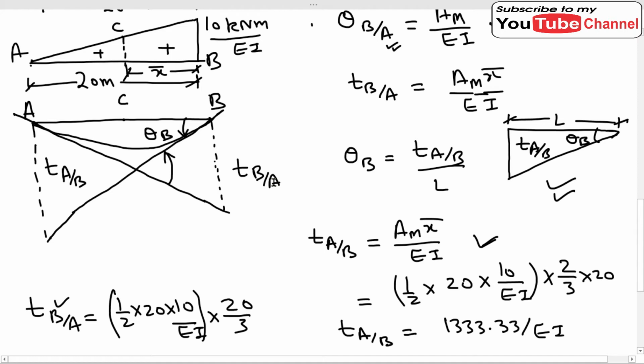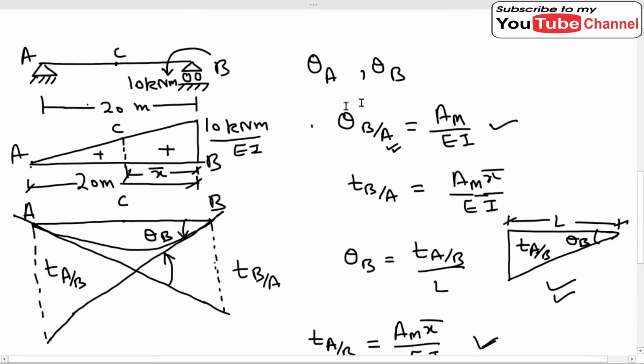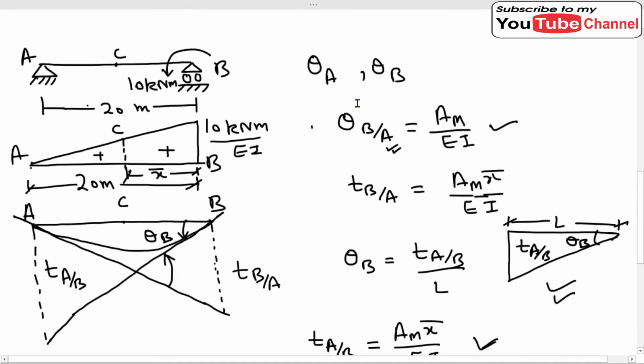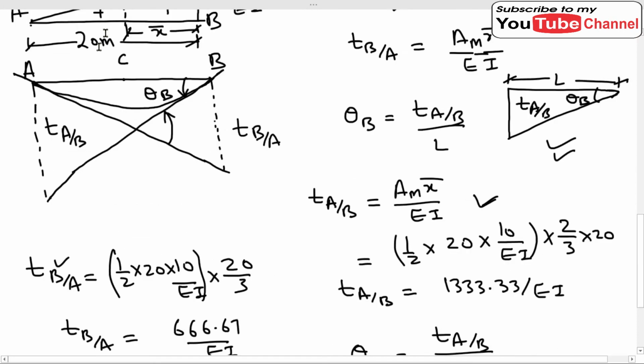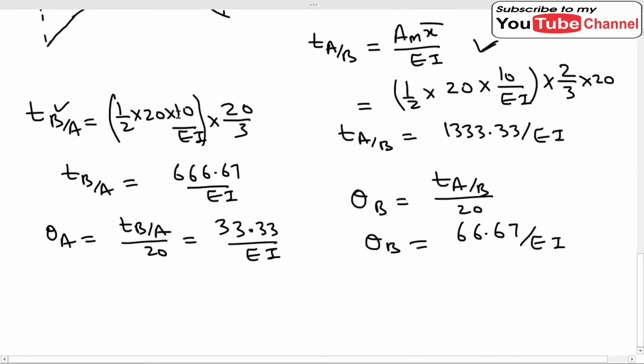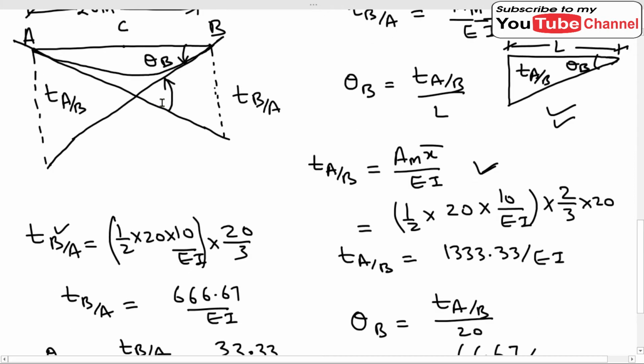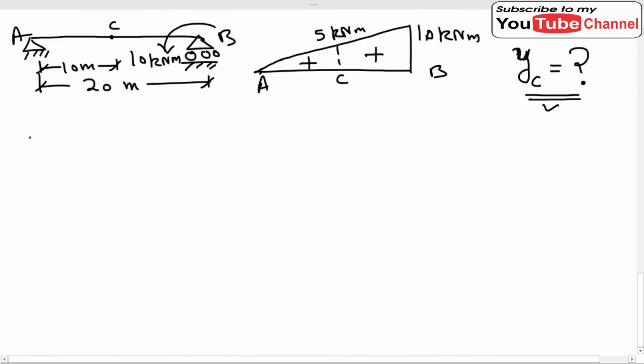Now we have found out theta A and theta B. Now our other task is to find out the deflection at C. C is the midpoint of our beam. So now we will see how we will find out the deflection at C. We have found out the value of theta A and theta B. Now we have to find out the deflection at point C.